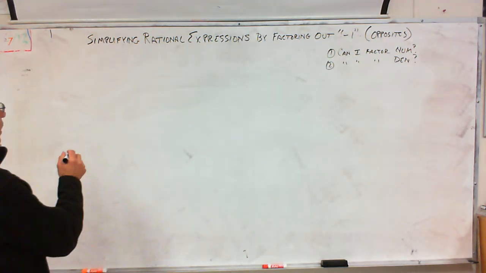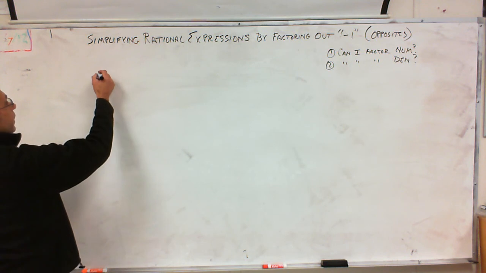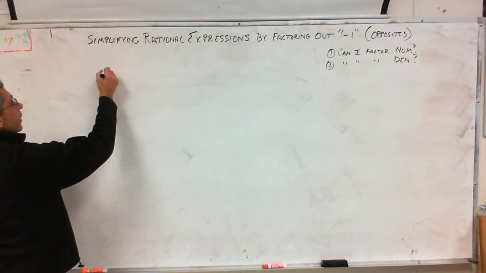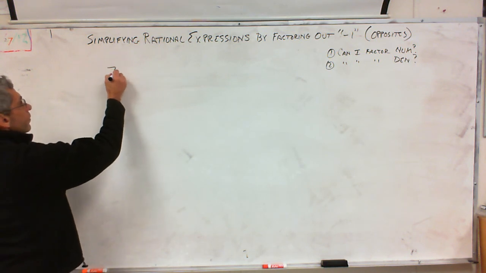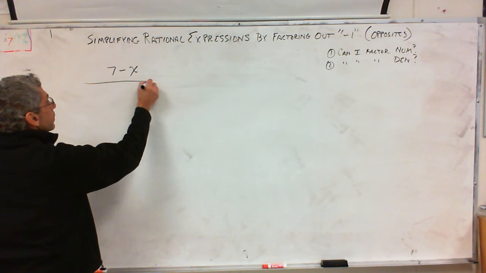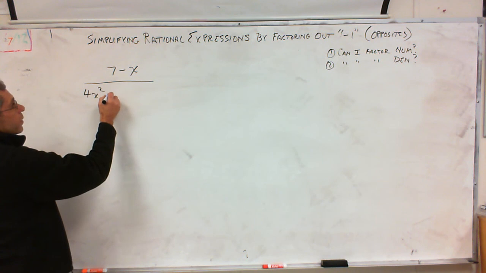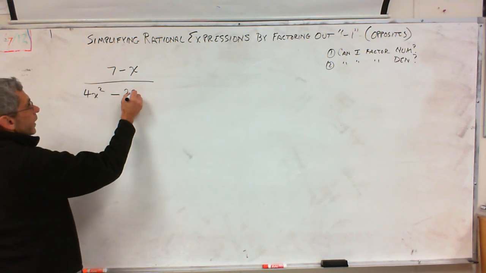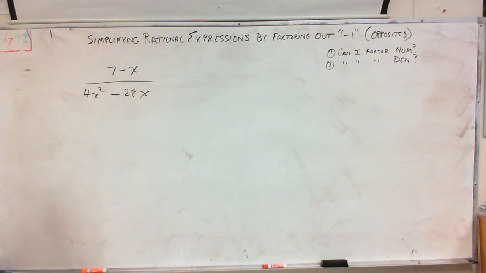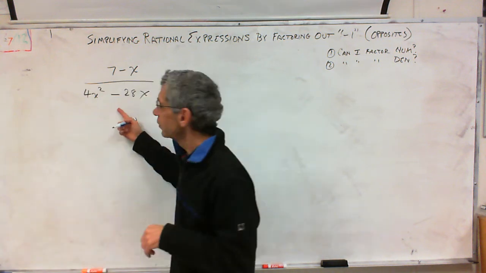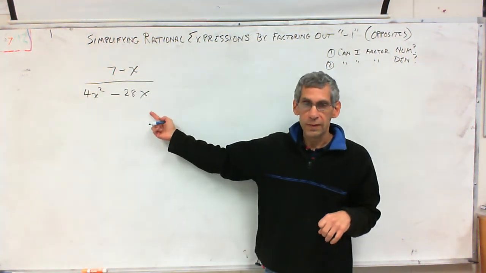All right, so let's say we had 7 minus x over 4x squared minus 28x. So write that down in your notes. Write that down.